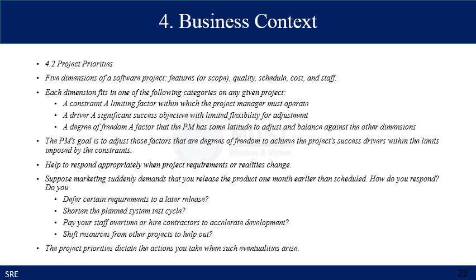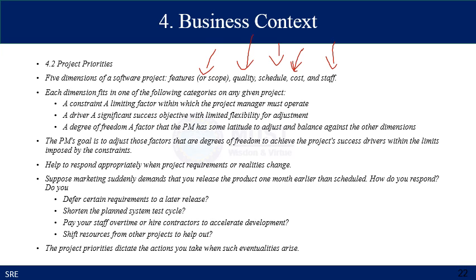Then set the priorities for the project and the 5 dimensions of a software project. For example, features, quality, schedule, cost, and staff. What features or scope is included, what is the level of quality, what are the schedules, how long, how much it will cost, and how many resource persons are required. So each dimension fits in one of the following categories on any given project.